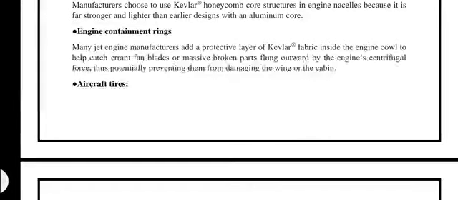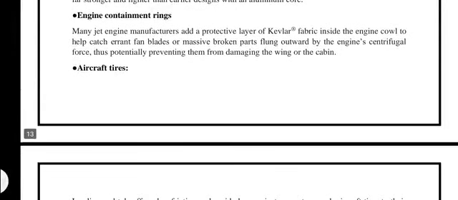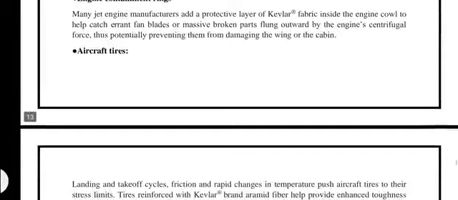Engine containment rings. Many jet engine manufacturers add a protective layer of Kevlar fabric inside the engine cowl to help catch errant fan blades or massive broken parts flung outward by the engine's centrifugal force, thus potentially preventing them from damaging the wing or the cabin.